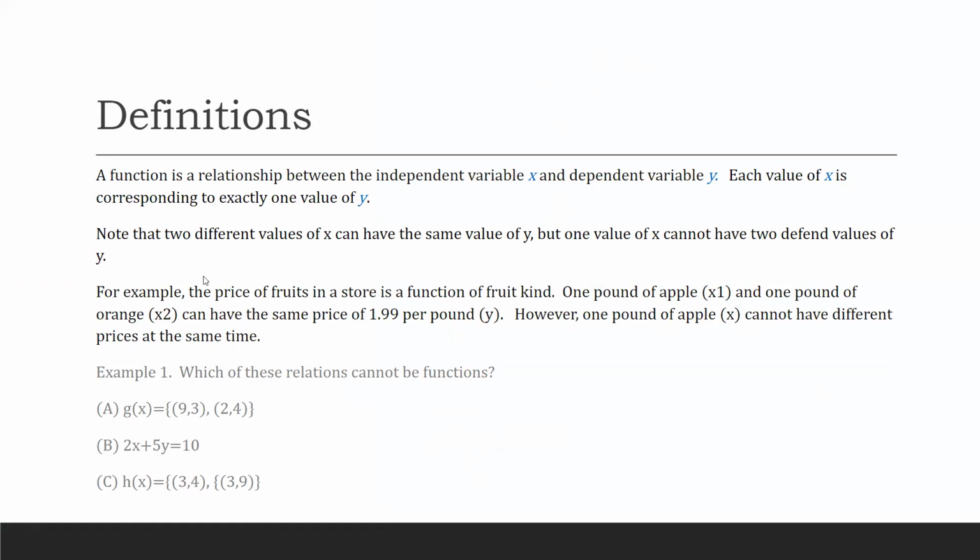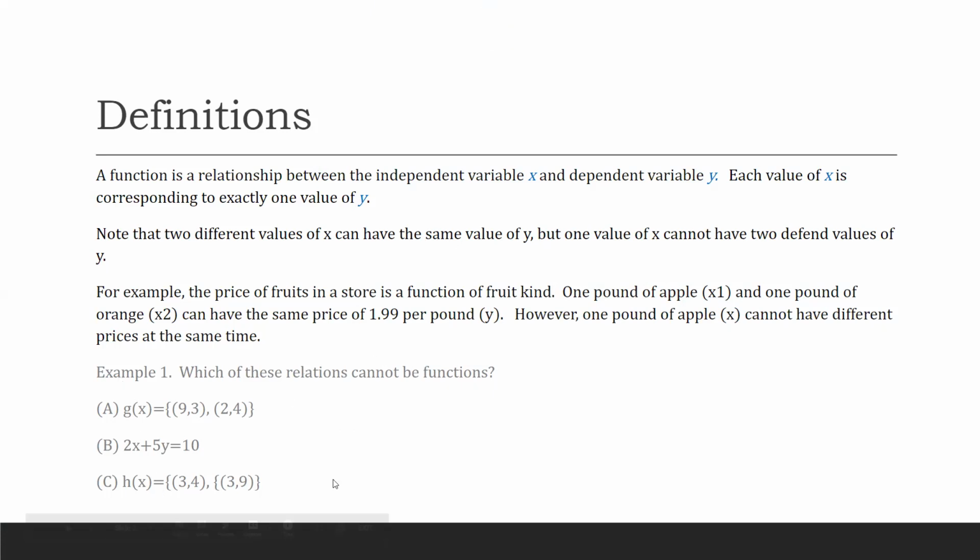different values of y. One example is the price of the fruits in a store is a function of what kind of fruit it is. 1 pound of apples and 1 pound of oranges can have the same price. However, 1 pound of apples cannot have two different prices. This is because one value of x cannot have two different values of y.